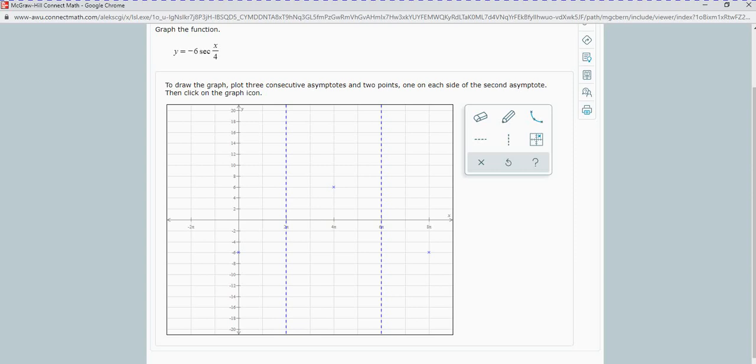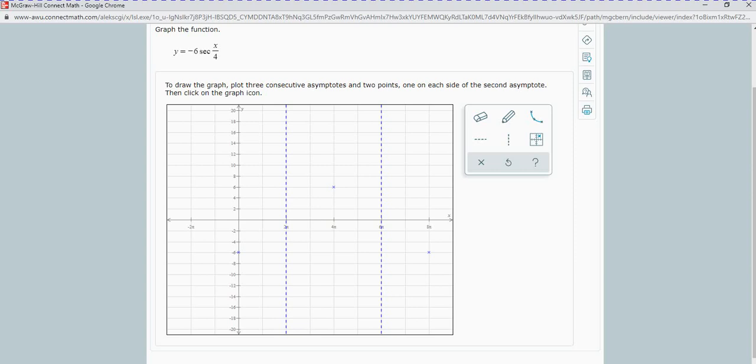Keep in mind, anytime we graph a single period, we're really just getting a snapshot of what the graph looks like. But the fact that our trig functions are periodic means they continue to the left, they continue to the right forever. So if you ever wanted more graph, more points, more asymptotes, all you need to do is continue generating and following that pattern out to the left or out to the right.